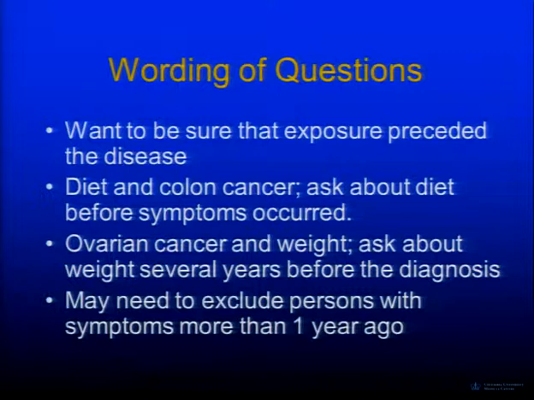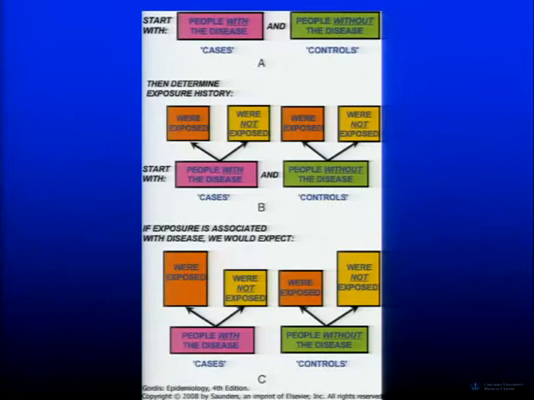Sometimes you need to exclude people with symptoms more than a year ago. So like if you're doing a study of MS and people without MS, if people have been experiencing, you know, symptoms for several years, it might be hard to ask them, well, what was your diet like before you started having the symptoms of MS? And that's why sometimes we prefer having the incident cases be part of our study.